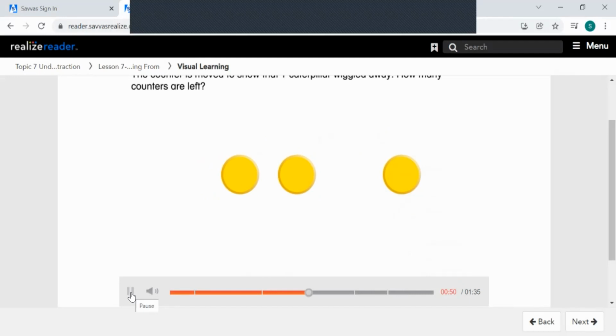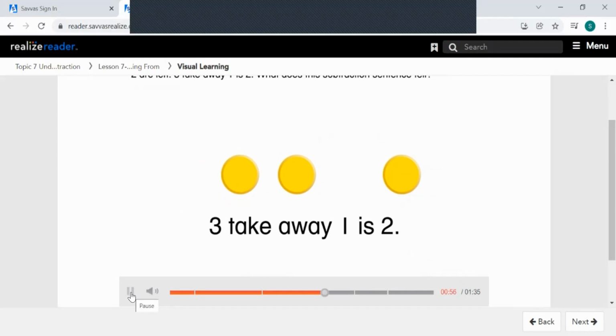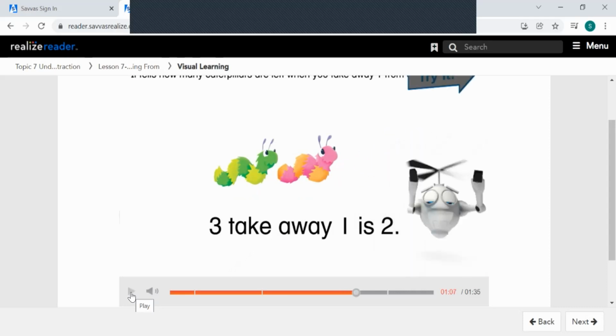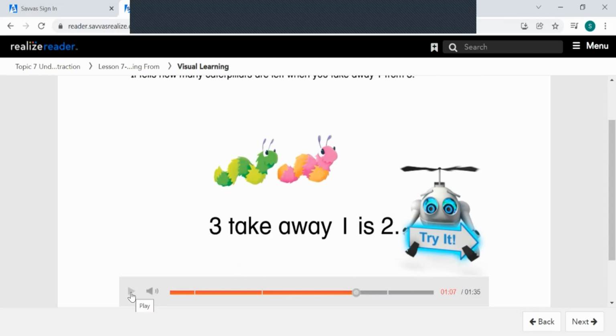How many counters are left? 2 are left. 3 take away 1 is 2. What does this subtraction sentence tell? It tells how many caterpillars are left when you take away 1 from 3. Okay, so you can make up your own story about the 3 caterpillars and decide how many crawl away. You can have 3 caterpillars and then 2 crawl away. How many would you have left if 2 caterpillars from the 3 crawled away?